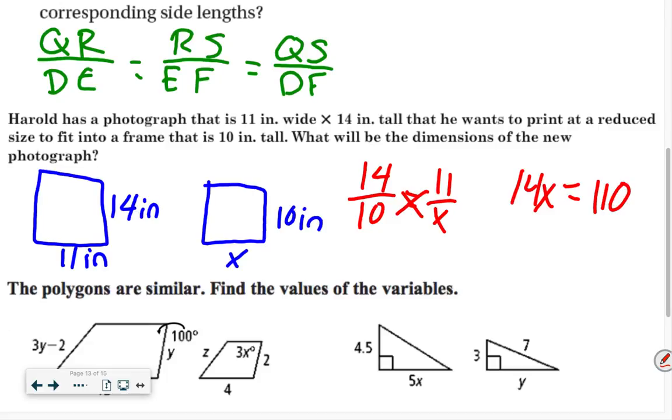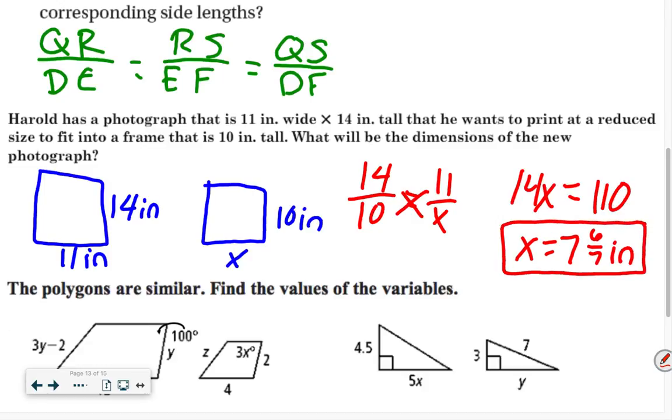Divide by 14, and I'm going to give you the fraction kind because that's easier. That's what I have written down. So it has to be 7 6/7 inches wide. That's ugly. It's an ugly number.